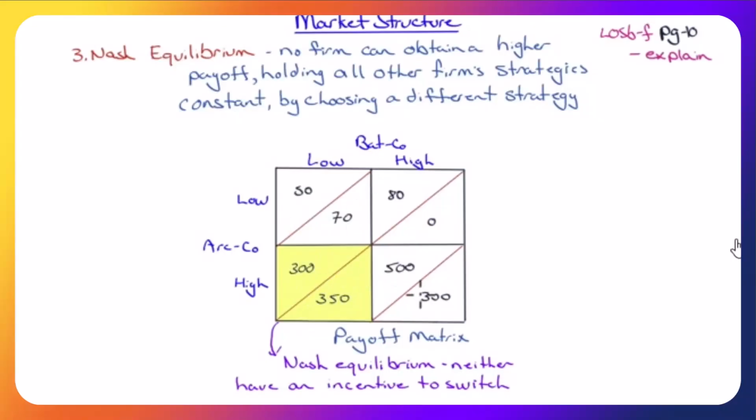BATCO is not going to take a high price strategy because its payoff will go from 350 down to 300, so it's going to maximize its profit. These are the strategies, high and high, where industry profitability is maximized. However, here it is not. Here we have 650 versus 800. So in this Nash equilibrium, neither has an incentive to switch.